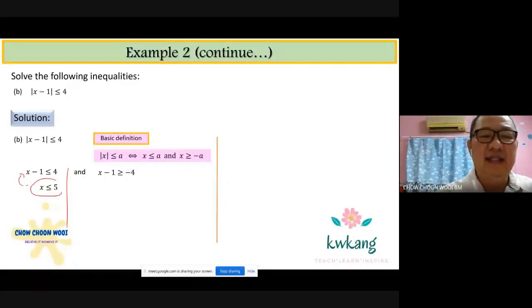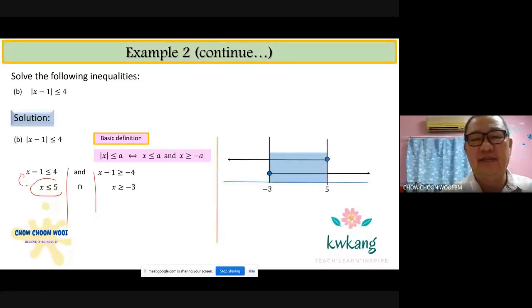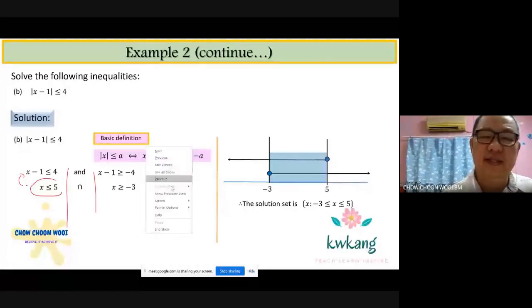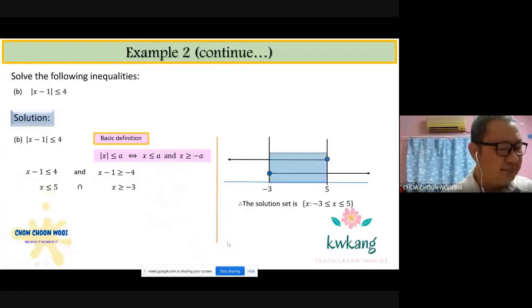And the other side, x is greater or equals to negative 3. And then, since you've got the operator here, we have to merge it. Then the intersection area must be in between -3 to 5. Got it, Khalif?